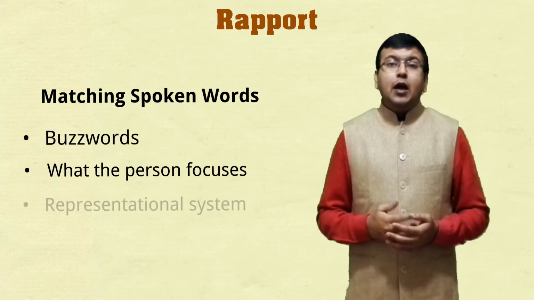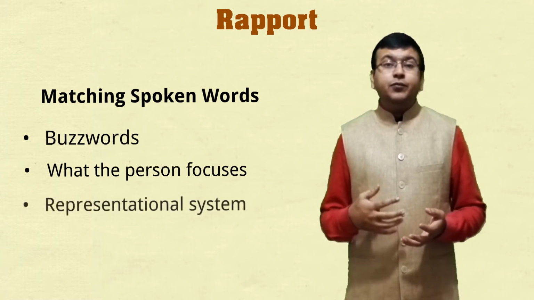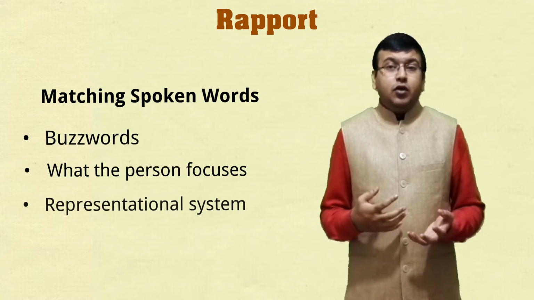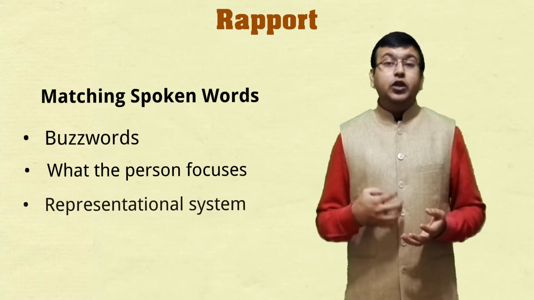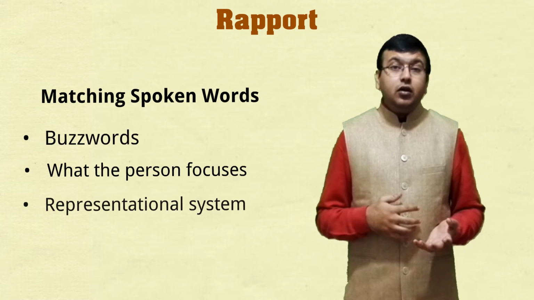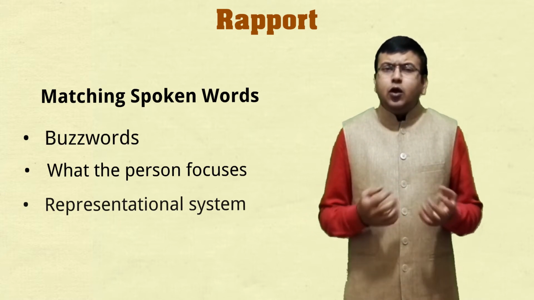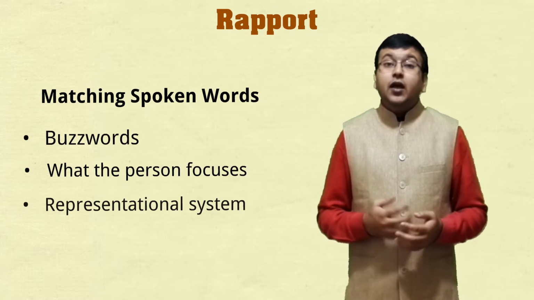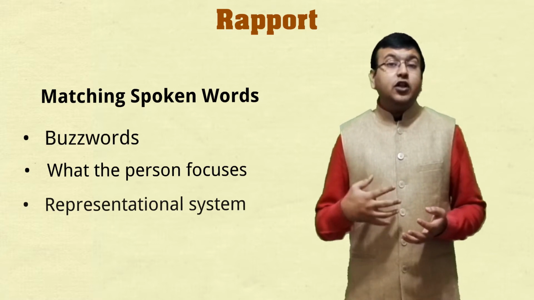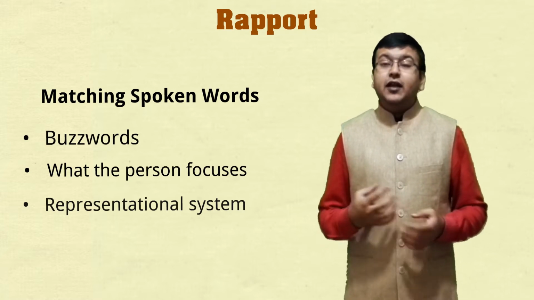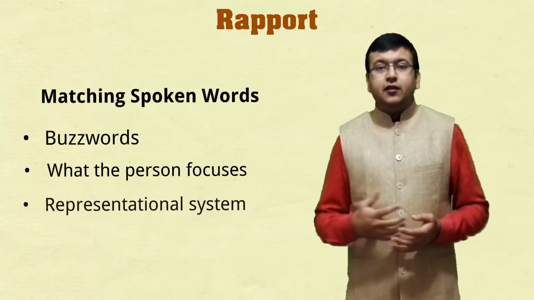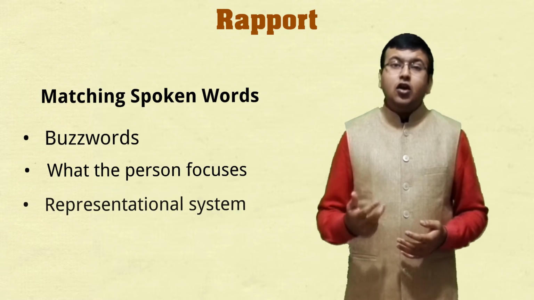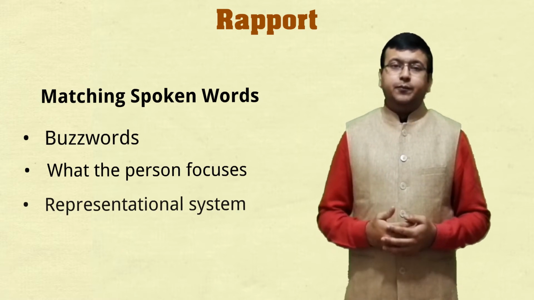Next is matching the representational system that the person uses. Representational system refers to the type of word we use to represent information. We can divide the words we use as sensory specific and unspecified. Sensory specific words can further be divided into the words that are based on the 5 senses, that is visual, auditory, kinesthetic, olfactory and gustatory.